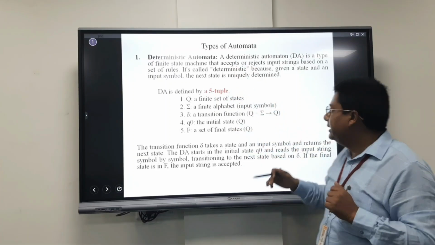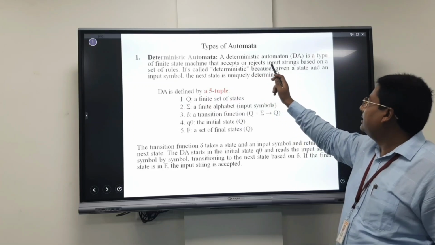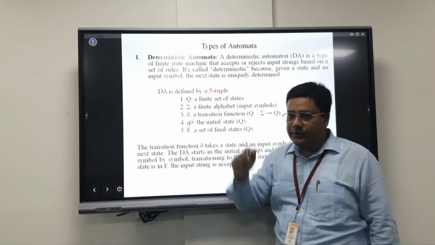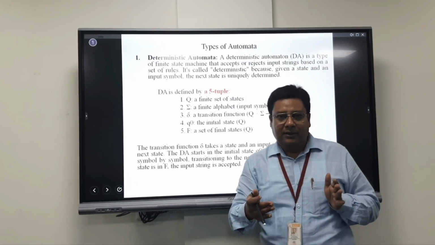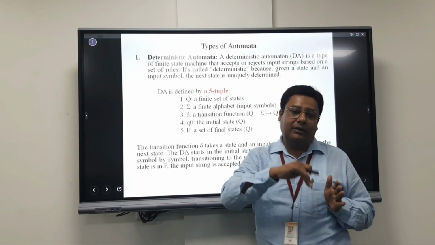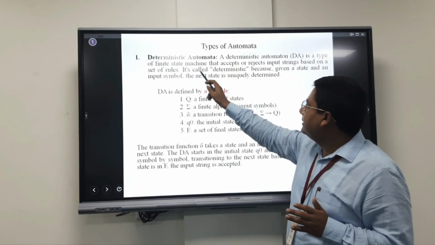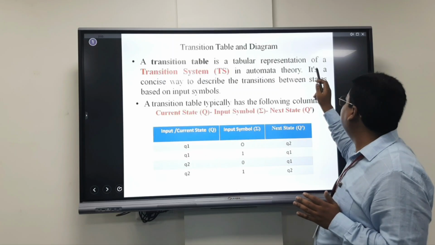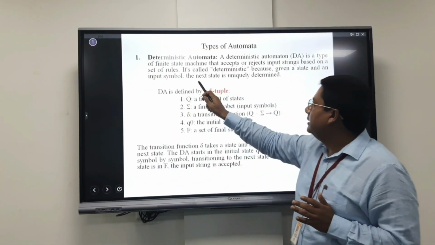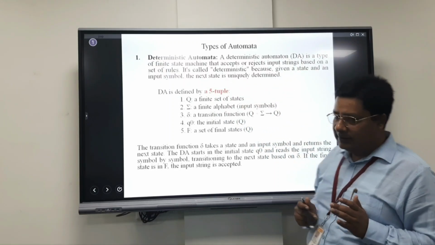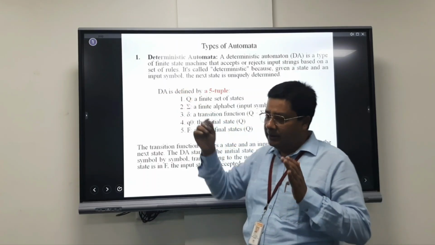Deterministic automata is a type of finite state machine that accepts or rejects input strings based on a set of rules. These machines accept or reject the strings based on the rules of the machine. It is called deterministic because, given a state and input symbol, the next state is uniquely determined. So we can determine the next state.